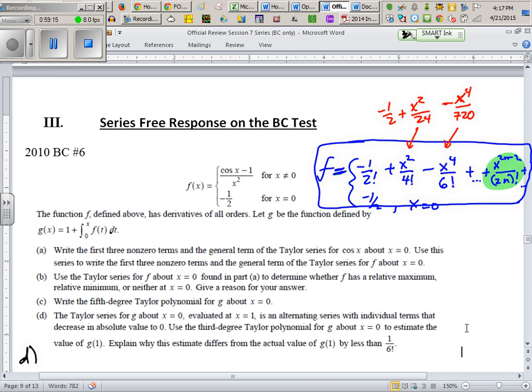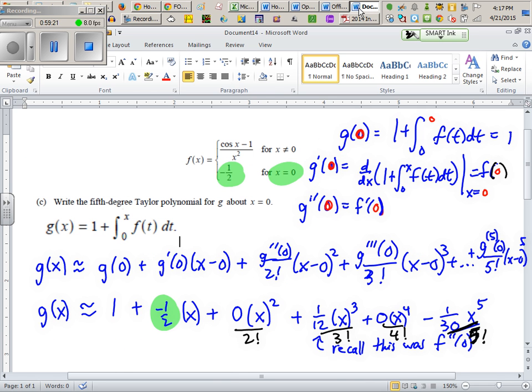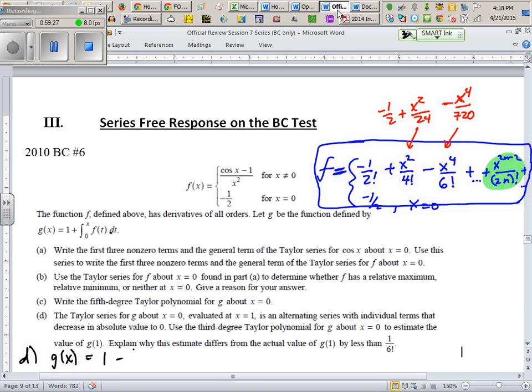Okay, so we basically know that G of x is equal to, and we just wrote it on the other page, 1 minus half x plus 1/12 x cubed minus 1/30 x to the 5th, right? We're going to try and find G of 1. I think this is a calculator problem now that I'm looking at it. It's BC number 6. So G of 1 is 1 minus a half plus 1/12 minus 1/30.